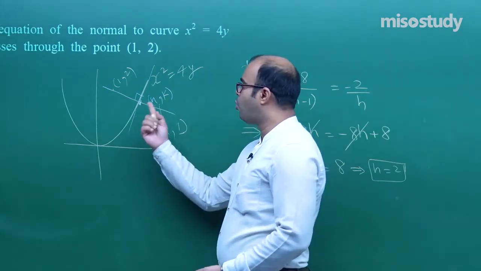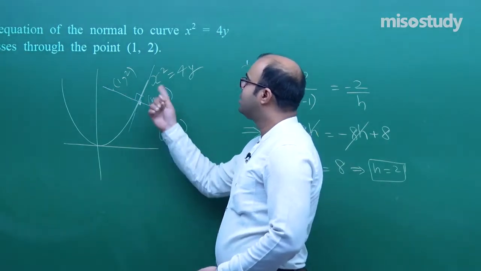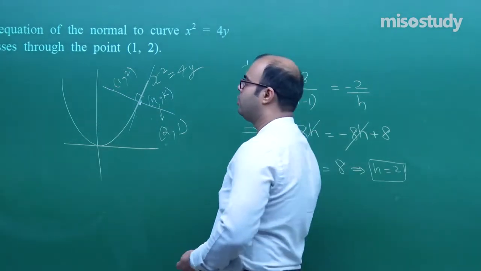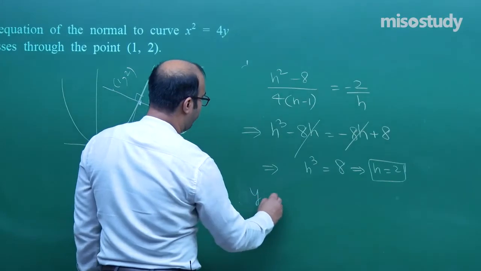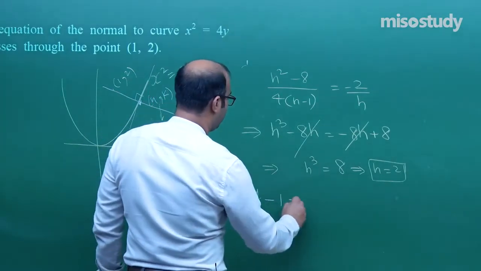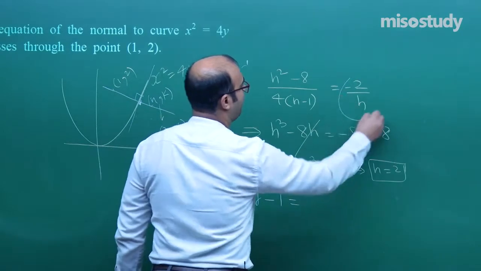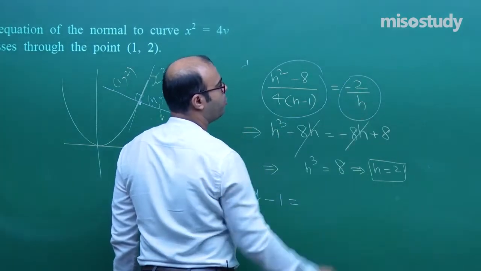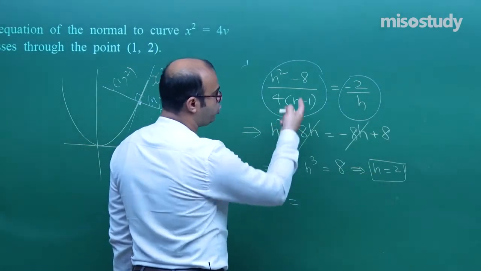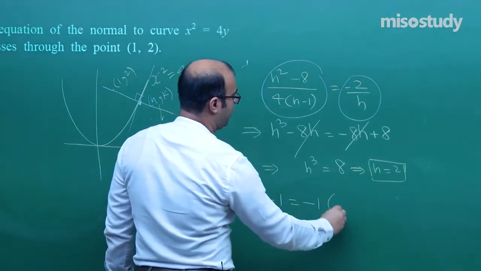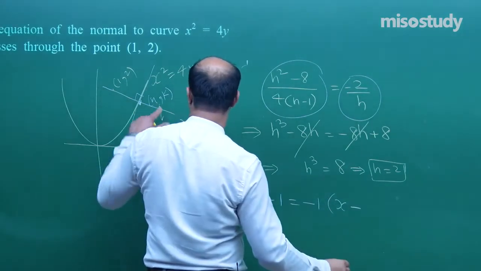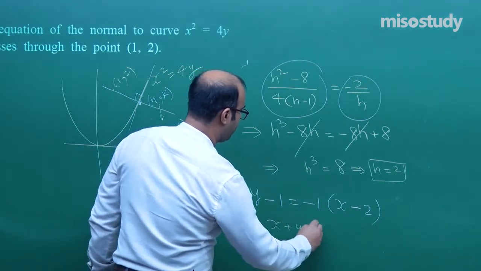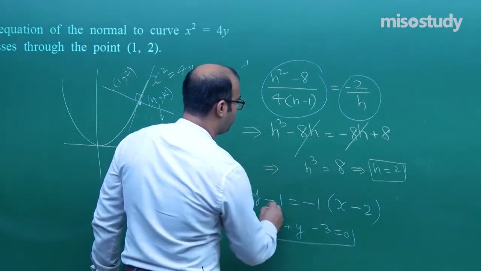So (2, 1) is the point through which the normal is passing, along with (1, 2), and we have to find the equation of the normal. So now the equation of the normal is y minus k, which is 1, is equal to its slope. Now the slope is this one, both of these are the slope. So when you put h equal to 2, this will come out to be minus 1. You can put h equal to 2 here also, this will also be minus 1. So this is minus 1, times x minus x1, that is h, which is 2. So we can say x plus y minus 3 equal to 0 is the equation of the normal.